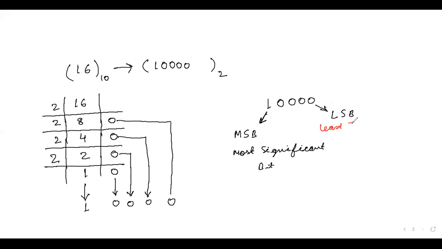Least significant bit. Okay, so here we have a total of 5 bits, and in this case the leftmost bit is known as the most significant bit and the rightmost bit is known as the least significant bit. Okay, and the same case applies in decimal too. Suppose in decimal we have a number.